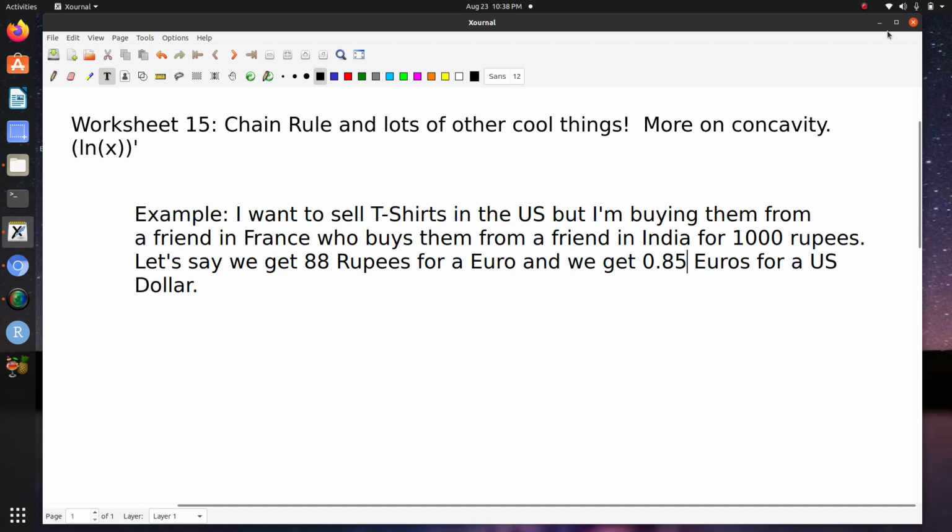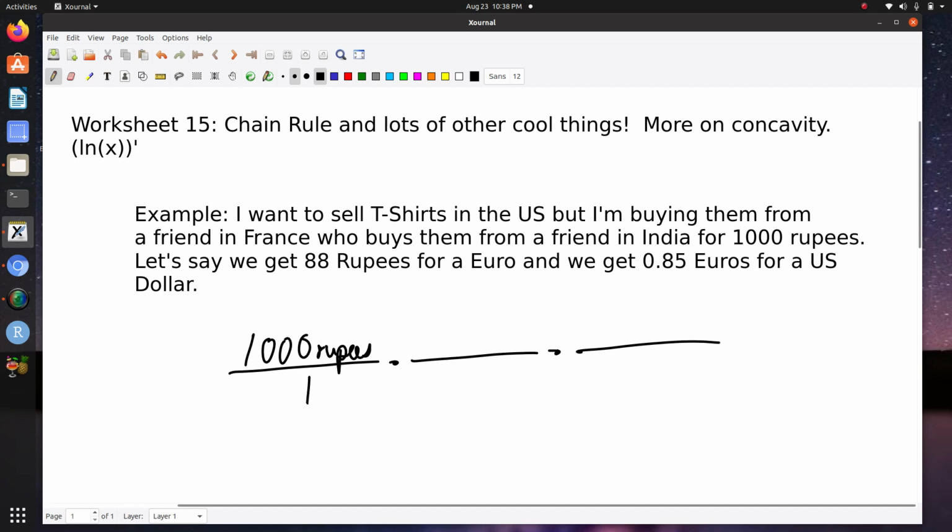This is exactly what the chain rule does. It's just comparing rates of things. So we would just do a little dimensional analysis. You put a whole bunch of fractions side by side and put some units in there. So 1,000 rupees, the first one is just over 1. The next one you want to put rupees on the bottom, converting between rupees and euros. And the next one converts between euros and US dollars. You want the rupees to cancel out and the euros to cancel out so that you get the price in US dollars.